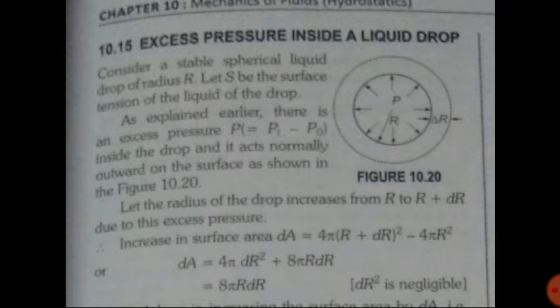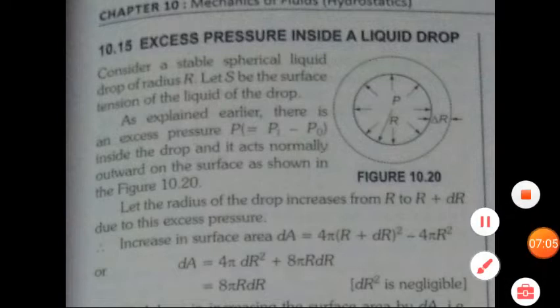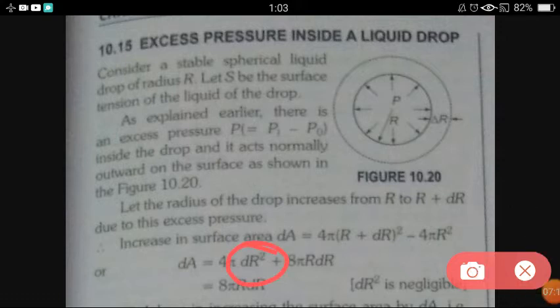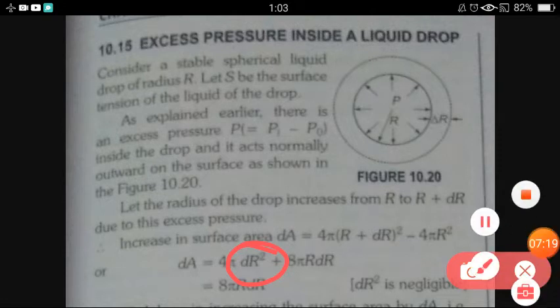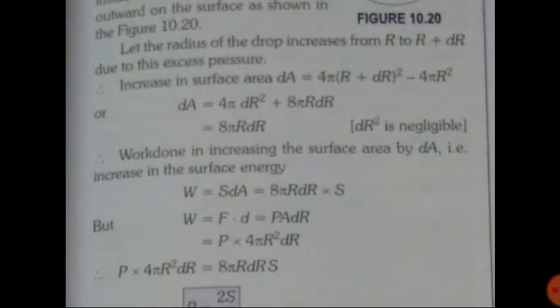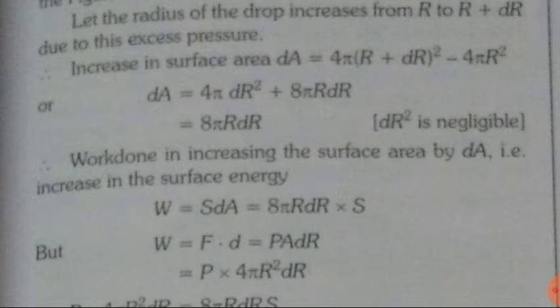Now because dr, that is the increase in radius, is very small, its square will be so small that it can be neglected. So we will neglect that term, 4 pi dr square. After neglecting that term, we have dA equals 8 pi r dr. So this is the increase in surface area of the drop because of the excess pressure inside the drop. Now because the surface area has increased, some change has been done here. That means some amount of work is done here.